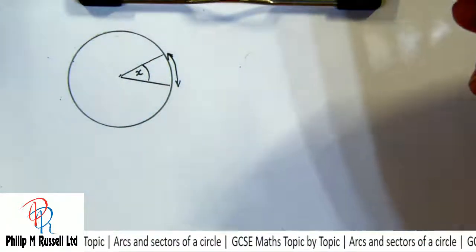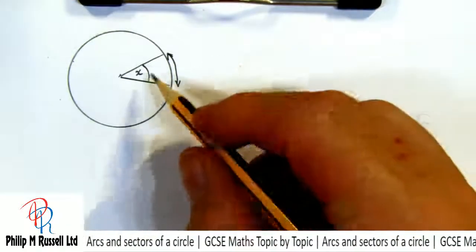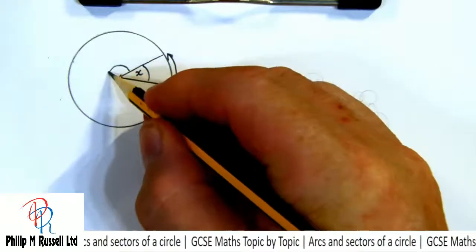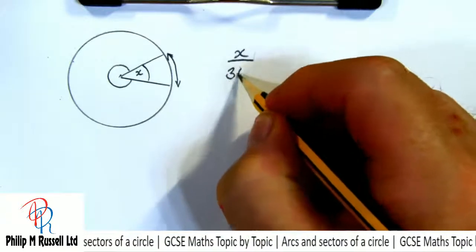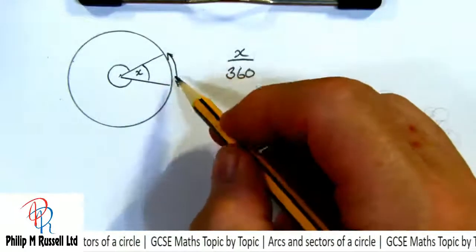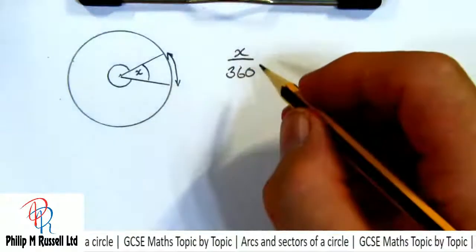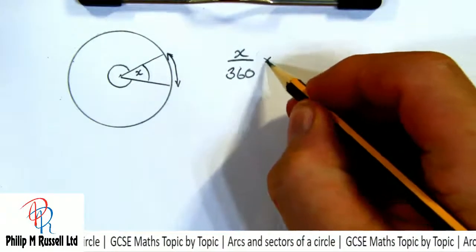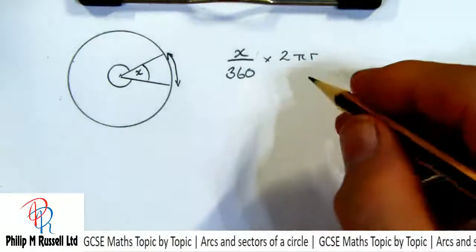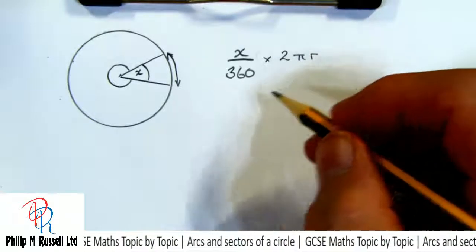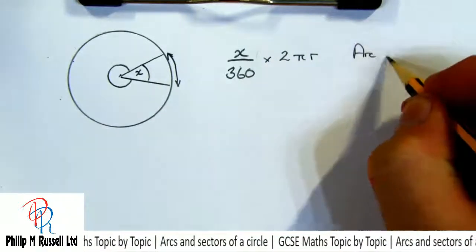And this angle X that we've got here is going to be so many 360ths. It's so much of a circle, so it's going to be X over 360. And then if I want to work out the length of here, this is the circumference, so we can use the circumference, which is times 2 pi r. If we don't have that, then we could use pi d. Now, that works out the arc length.